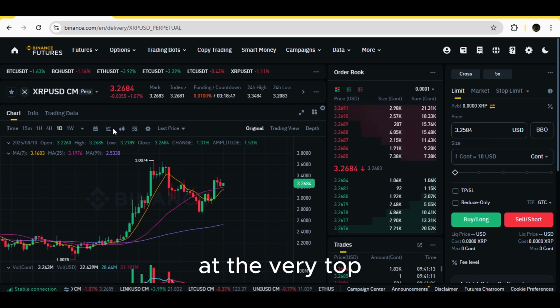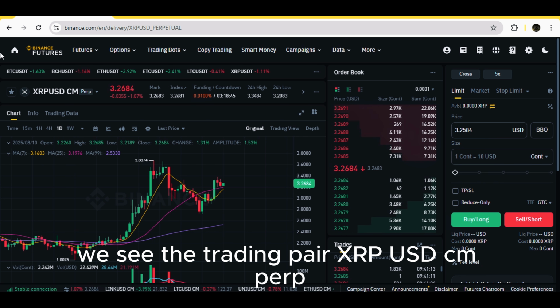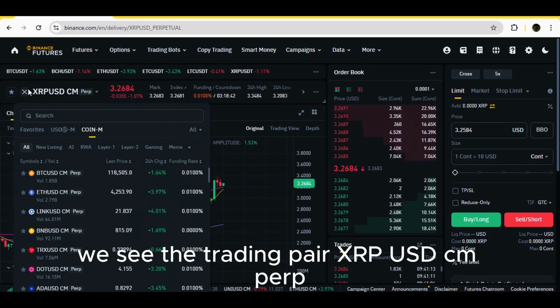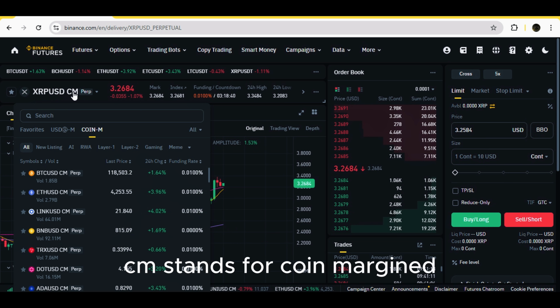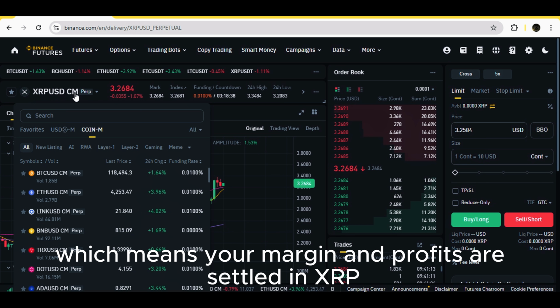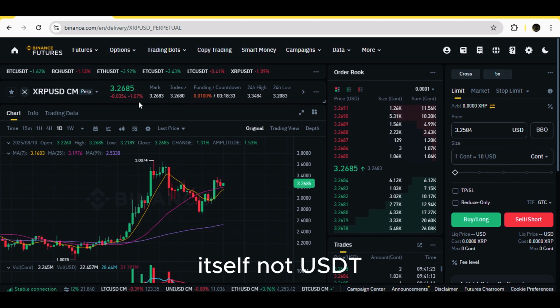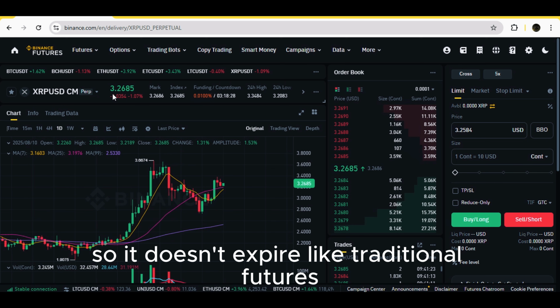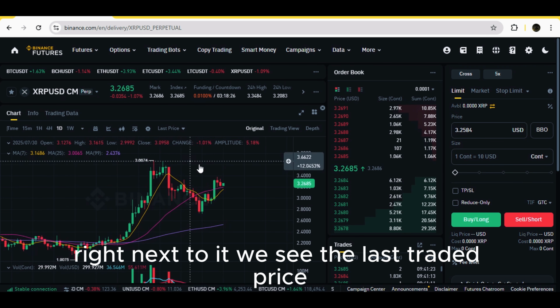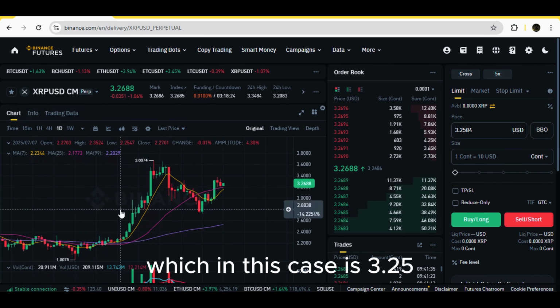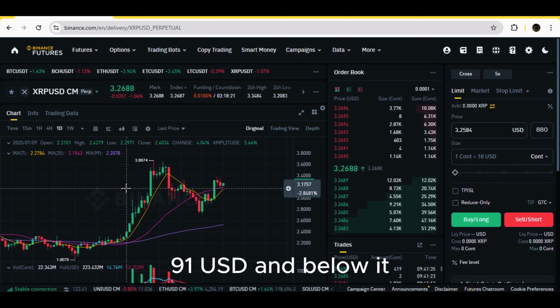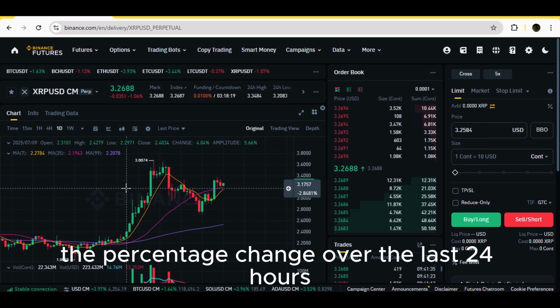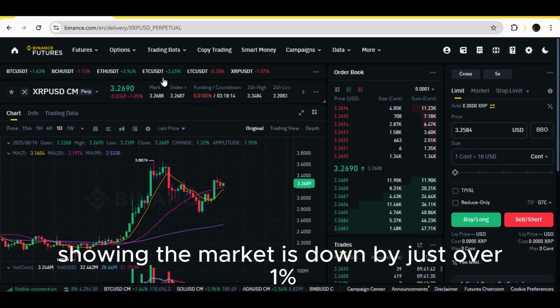At the very top, we see the trading pair, XRPUSD CM-Perp. CM stands for coin-margined, which means your margin and profits are settled in XRP itself, not USDT. Perp means it's a perpetual contract, so it doesn't expire like traditional futures. Right next to it, we see the last traded price, which in this case is 3.2591 USD, and below it, the percentage change over the last 24 hours, showing the market is down by just over 1%.